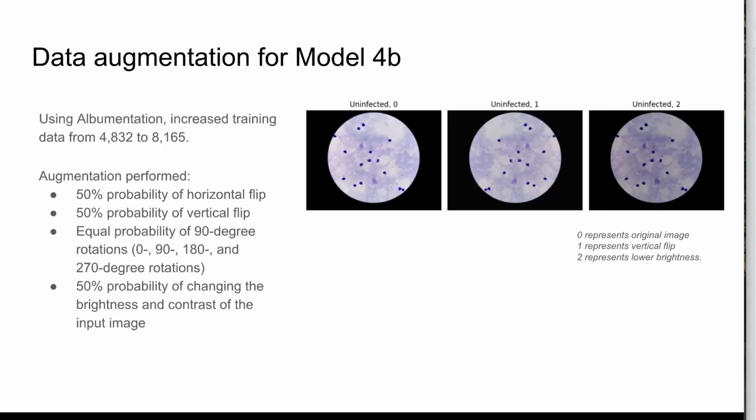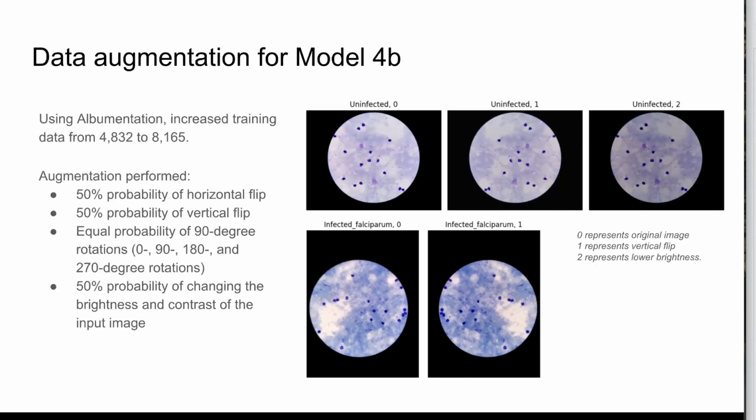You can see an example of an image of an uninfected blood smear here. 0 is the original image, 1 is vertically flipped, and 2 has reduced brightness. And here's an example of an infected blood cell.